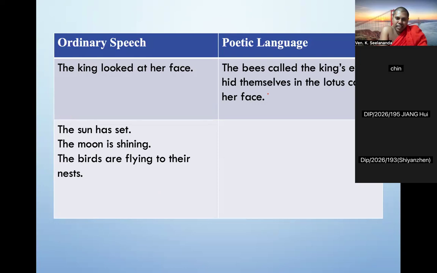But we can also speak with ornaments, with alankaras. Like the bees called the king's eyes, the king's eyes similar to bees, hid themselves in the lotus called her face. Her face, similar to the lotus. It is the poetic language: the bees called the king's eyes hid themselves in the lotus called her face.